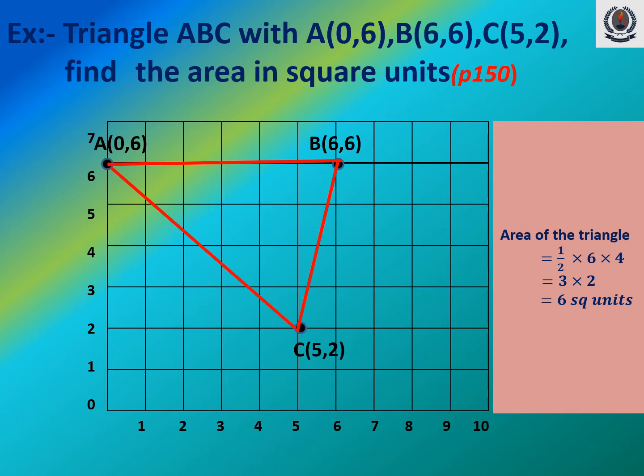The area of this triangle is half into, now you can count the horizontal squares, units. How many units? 1, 2, 3, 4, 5, 6. The perpendicular units from AB: how many units? 1, 2, 3, 4. Therefore the base length is 6, perpendicular height is 4. Then half into 6 into 4, 3 into 4. What is the area of that triangle? 12 square units.